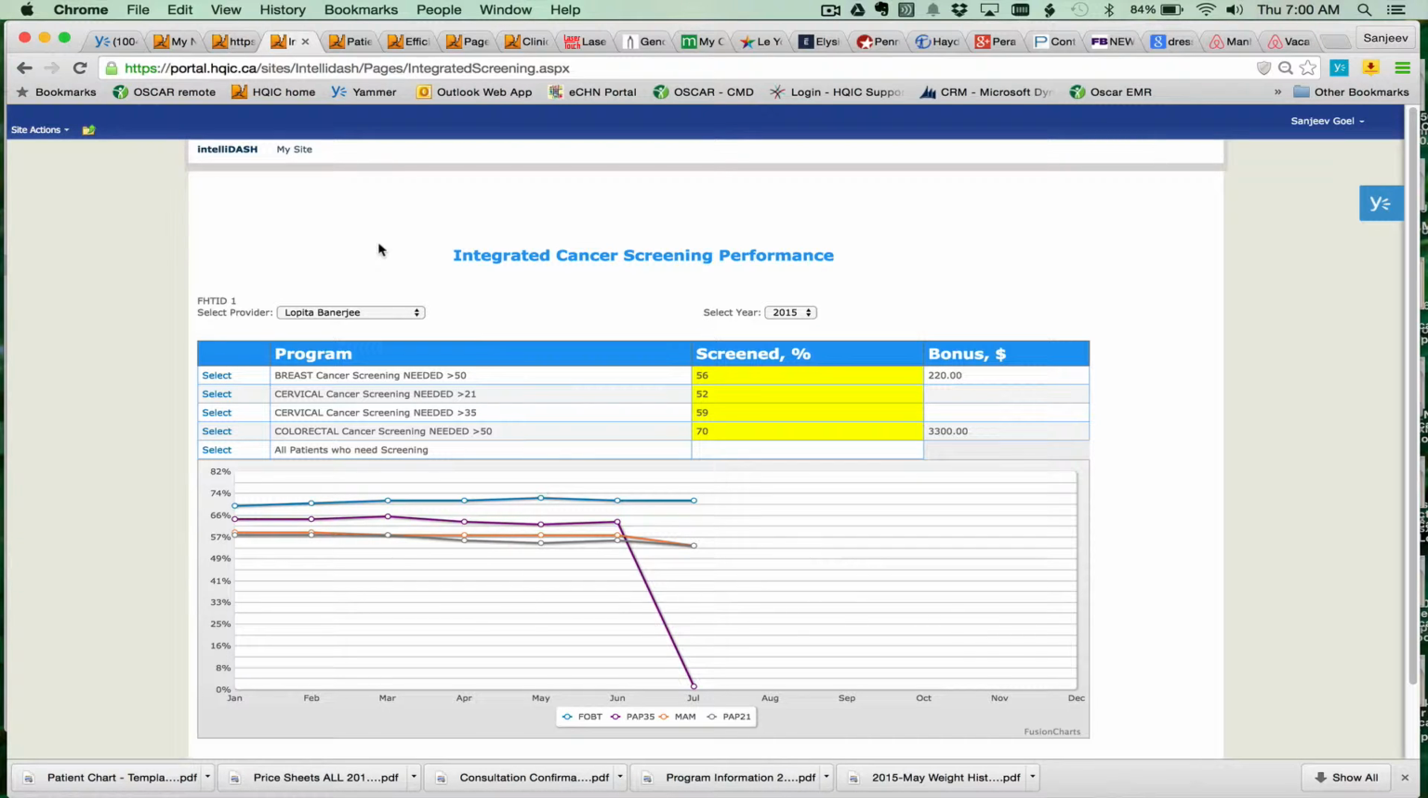The other beauty about intelliDASH is that we can send reminders to patients via SMS and email, and this system will do it automatically. So in our case, we send off SMS messages to patients to remind them to do their cancer screening 5 minutes before their appointment. It really has shown a huge impact in the way we do our preventative care.